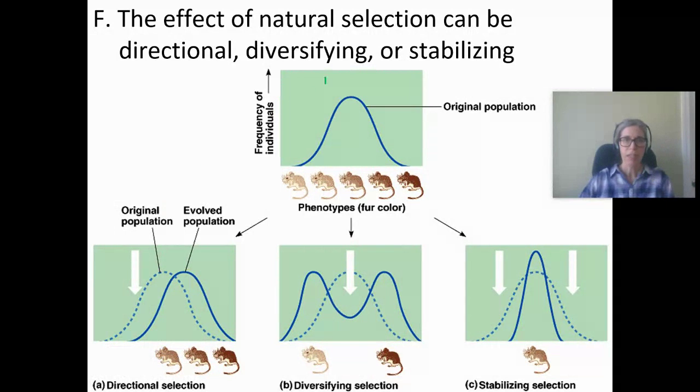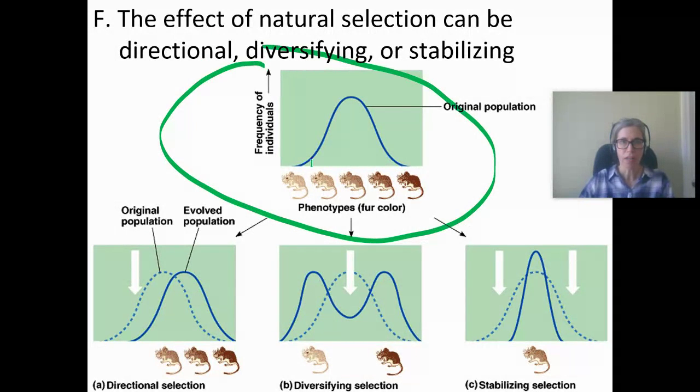Welcome to AP Biology. Today we're going to talk about the effects of natural selection. They can be directional, diversifying, or stabilizing. So AP might give you a graph like this, and here is the frequency of individuals of this phenotype. In this case, the phenotype is the color of the fur.